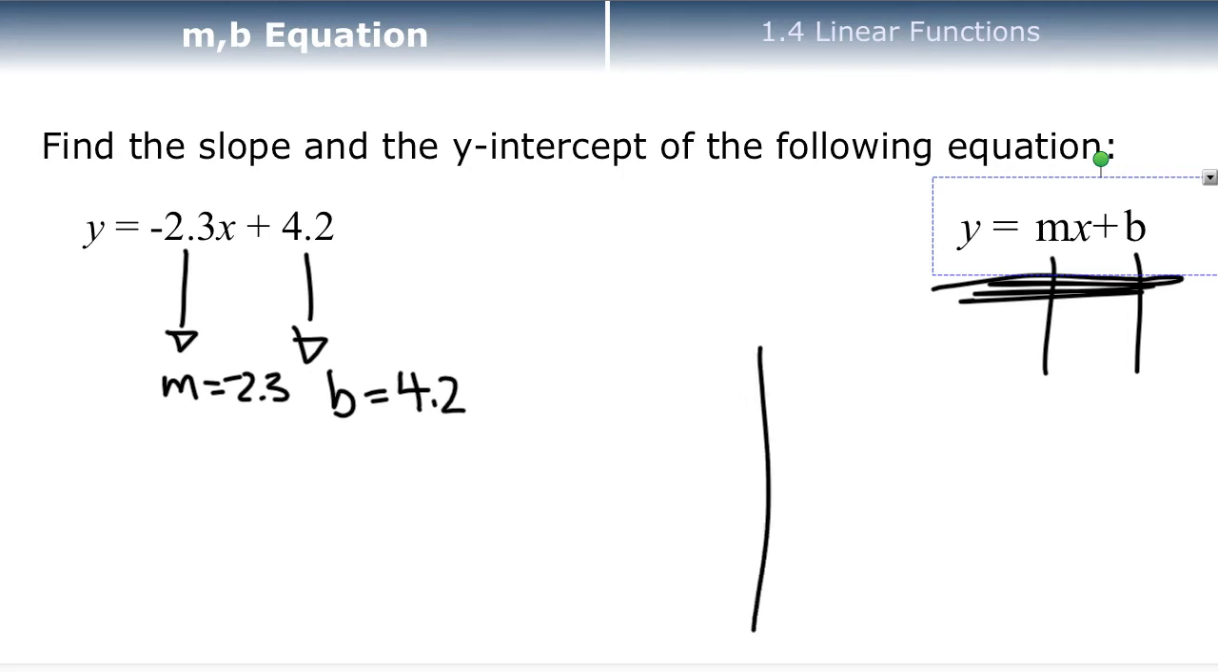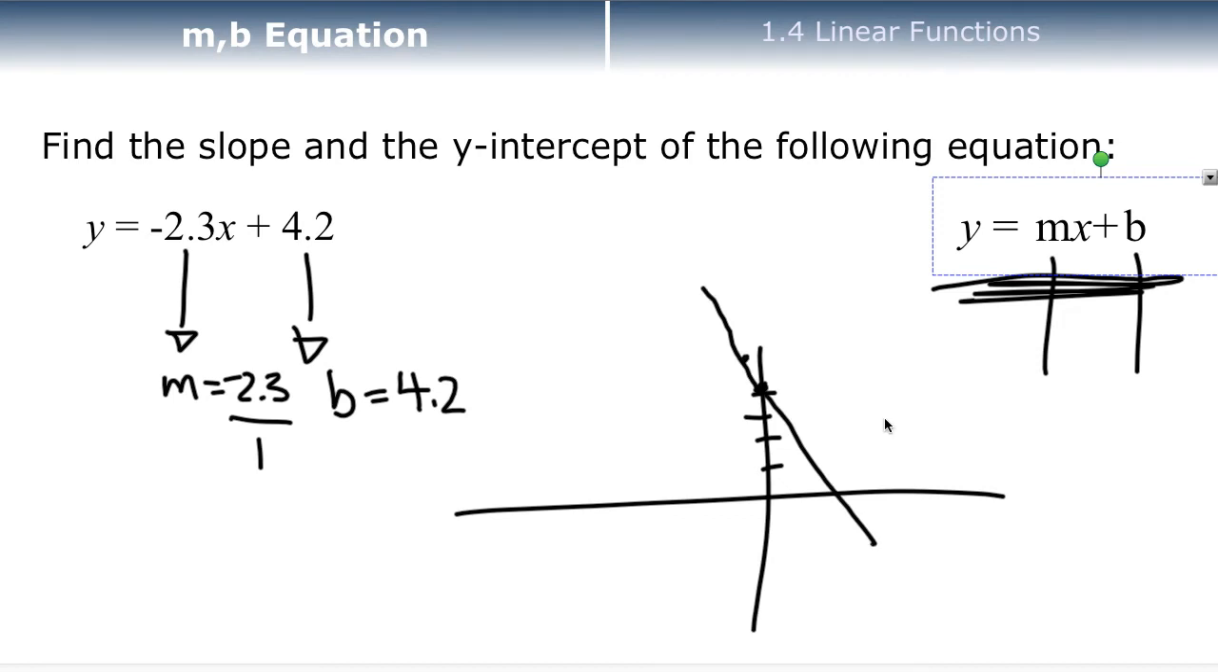If I wanted to graph that, y-intercept's 4.2, 1, 2, 3, 4, so right about there. And the slope is -2/3, so it's got to be sloping this way. So -2.3, so I'd go up 2.3, and I'd go over to the left 1. Because any slope you could write as a fraction, right? So you could go up 2.3 over 1, something like that. And so my line would be something like that one. Okay, they actually just told me to find the slope and the y-intercept, but I gave them a graph too.